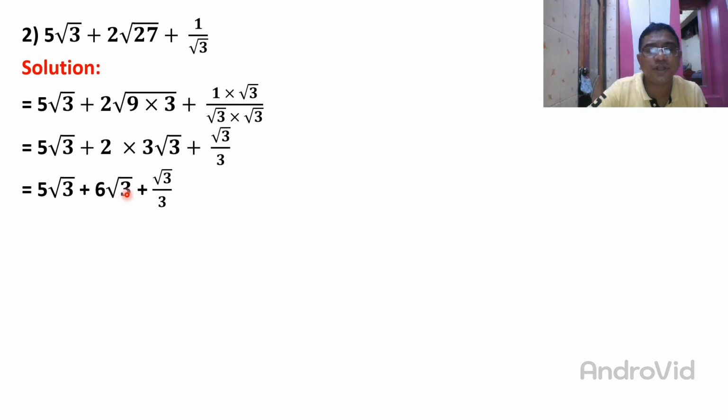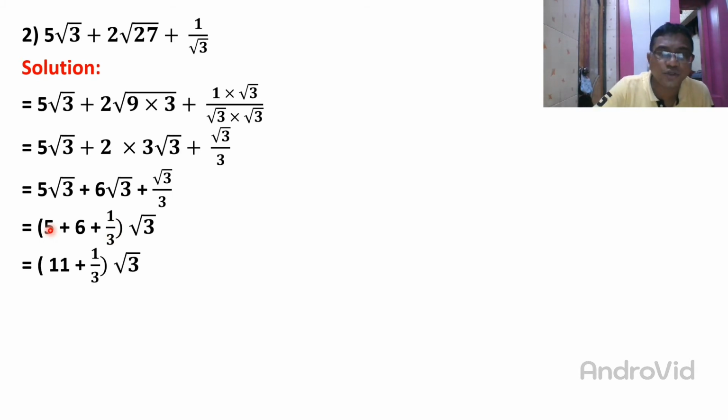Root 3 is the common factor, so it is taken outside the bracket. Then the coefficient of this root 3 is 5, I write here 5. The coefficient of this root 3 is 6, I write here 6. The coefficient of this is 1 upon 3. So we can do addition of these. Here there is no denominator, so the denominator is 1. Here also no denominator, so the denominator is 1. So denominators 1 and 3 are not the same, so what can you do? We can find the LCM. So LCM is 3. Then you get 5 plus 6, 11. 11 plus 1 upon 3.